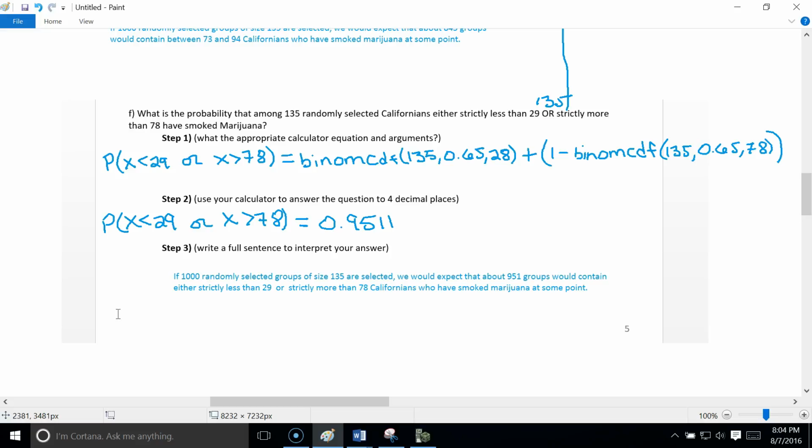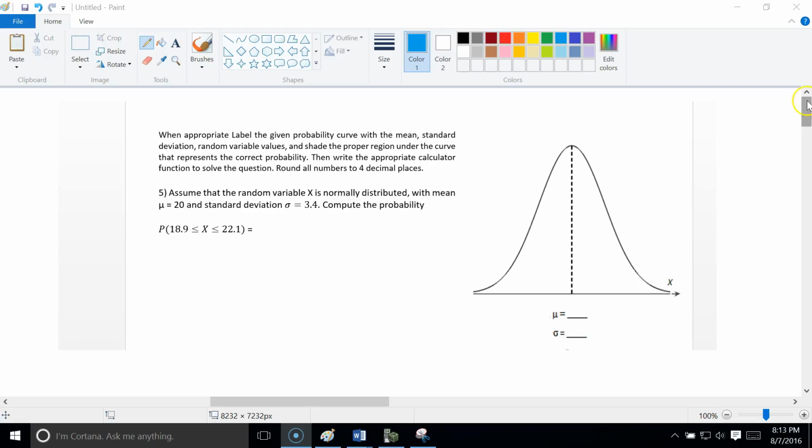So as you can see, the vast majority of results lie in the tails, either less than 29, meaning from 0 all the way up to and including 28, or strictly more than 78, which would be from 79 forward. Okay, that's it for this question.